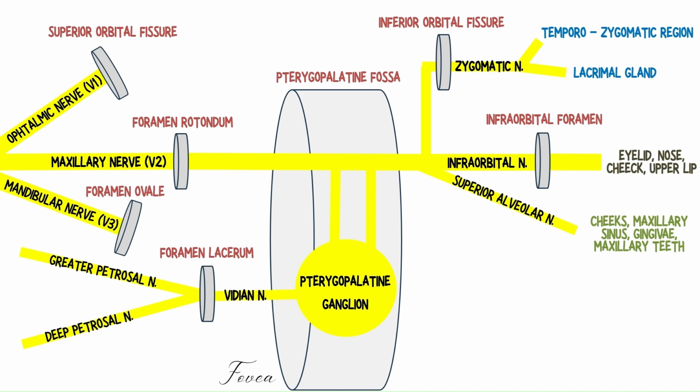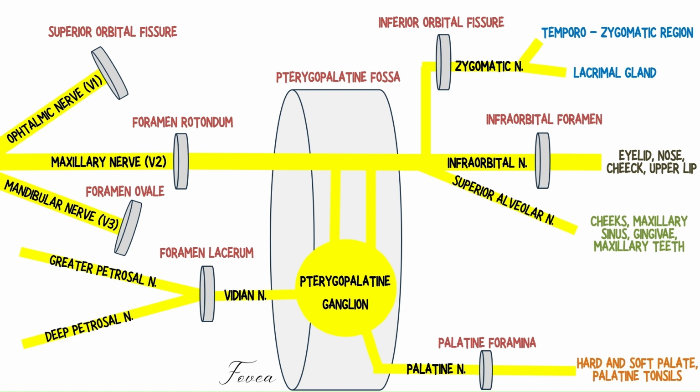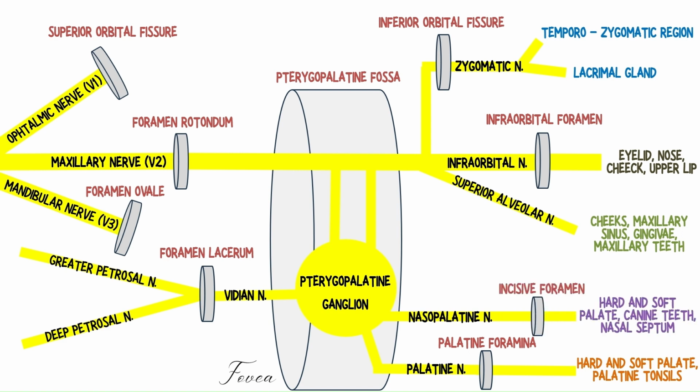From the pterygopalatine ganglion originate the palatine nerves, greater and lesser, which, as we mentioned earlier, lead, after passing through the respective greater and lesser palatine foramina, to the hard palate, soft palate, and palatine tonsils, and the nasopalatine nerves, which exit the nasal cavity through the incisive foramen and innervate the hard palate, gingiva, canine teeth, and sometimes the incisors and the postero-inferior part of the nasal septum.